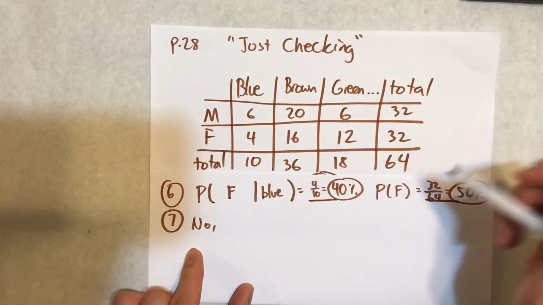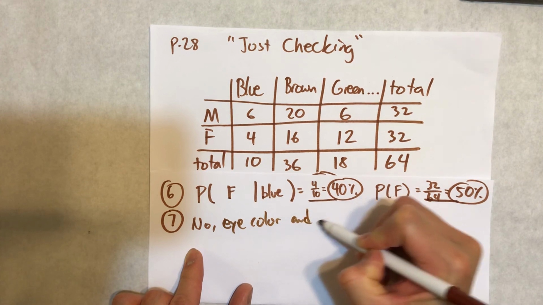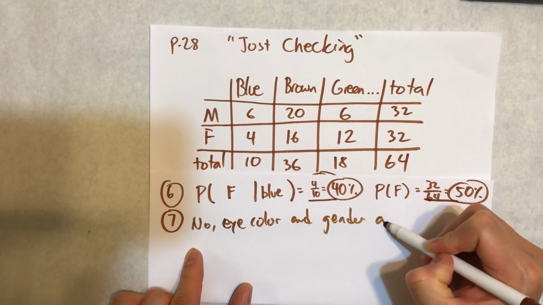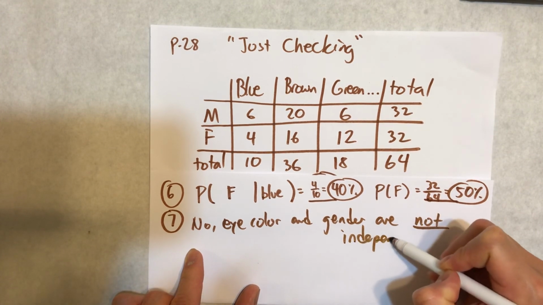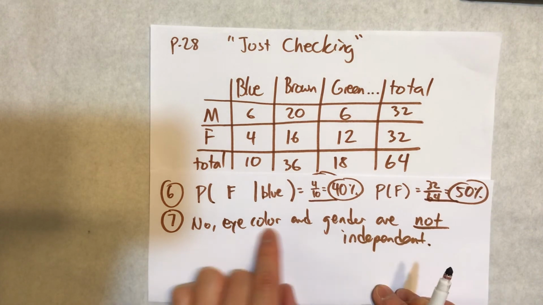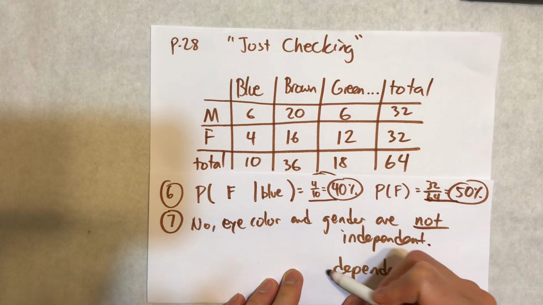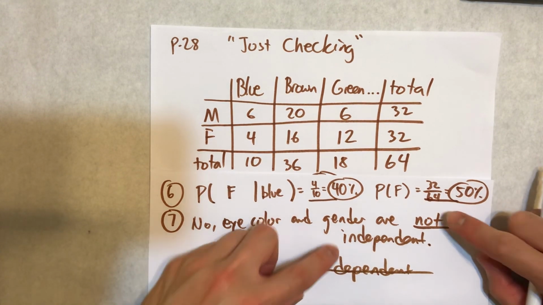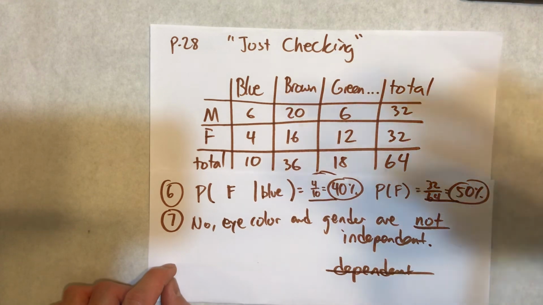We're comparing the two variables. Eye color and gender are not independent. Now, do not say eye color and gender are dependent. The opposite of not independent is not dependent. Okay, think about that. Think about that all weekend long. Okay? All right, guys. That's it.